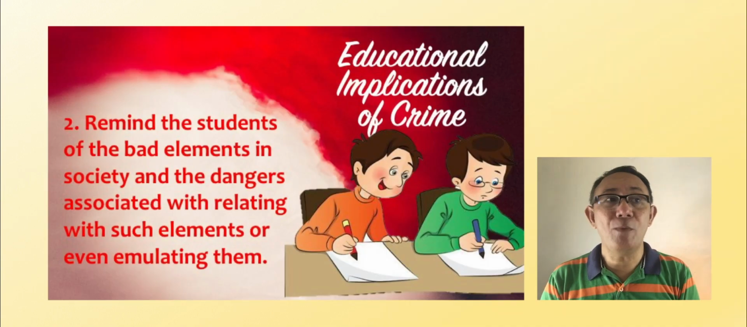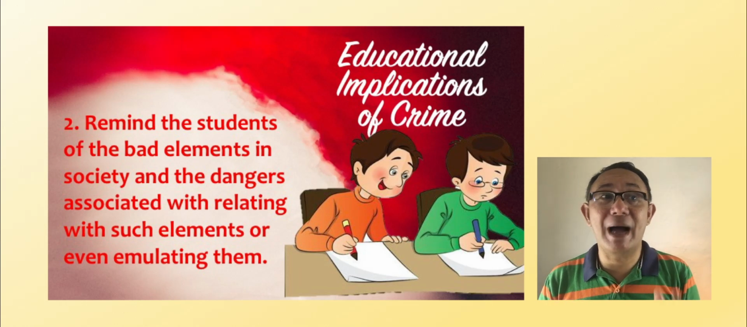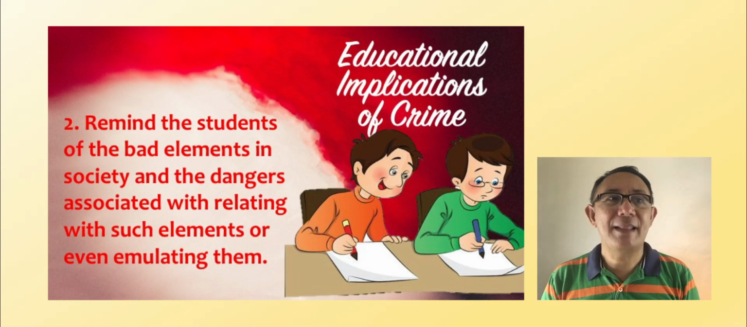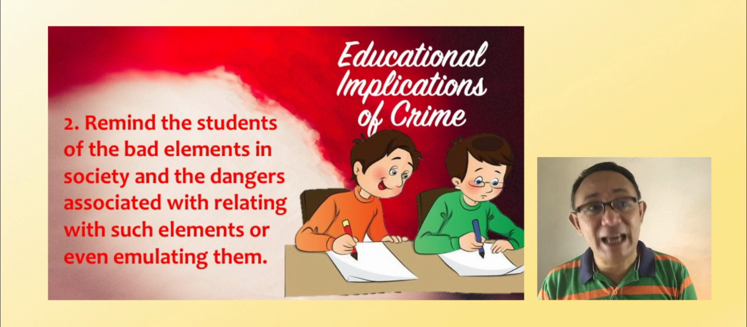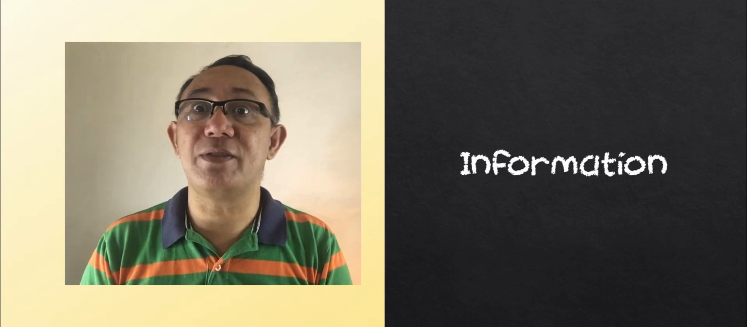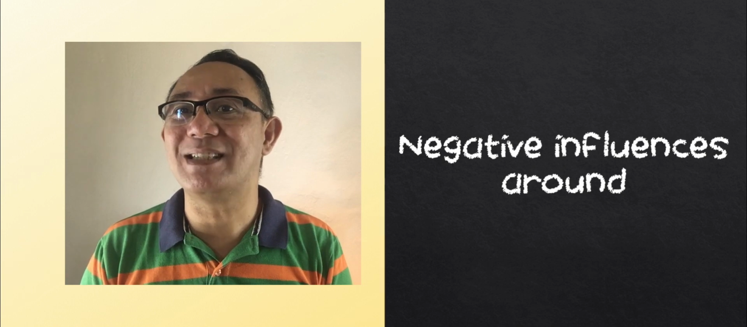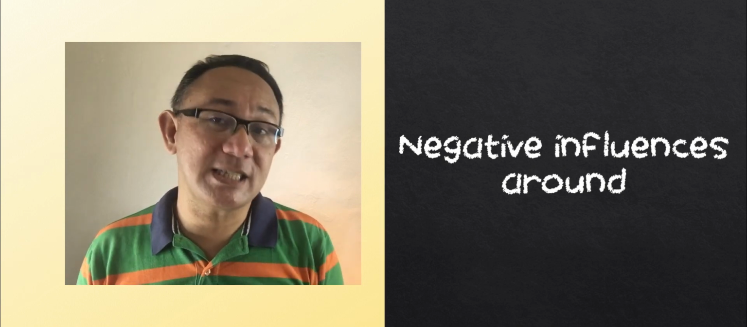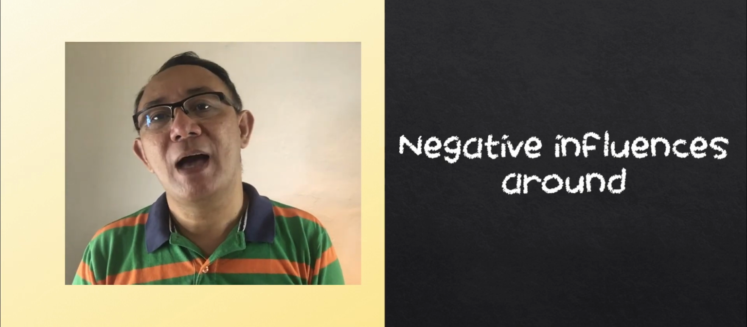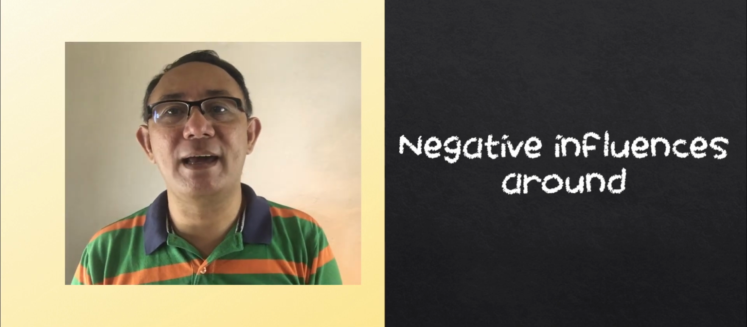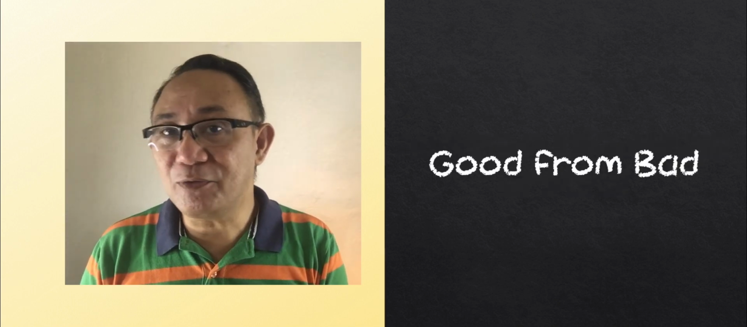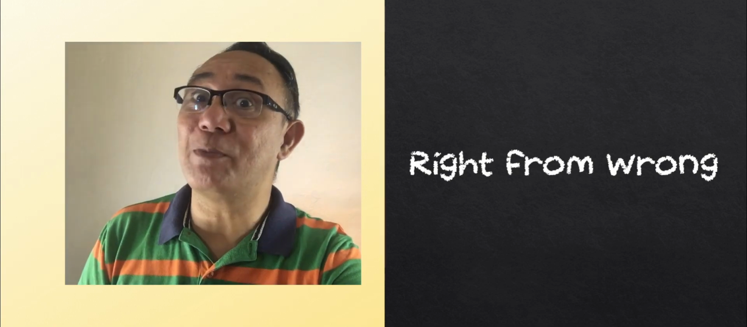Number two, remind the students of the bad elements in society and the dangers associated with relating with such elements or even emulating them. The teacher should always try to provide information that there might be negative influences around them or in society, and the teacher should know how to let the students identify good from bad, right from wrong.